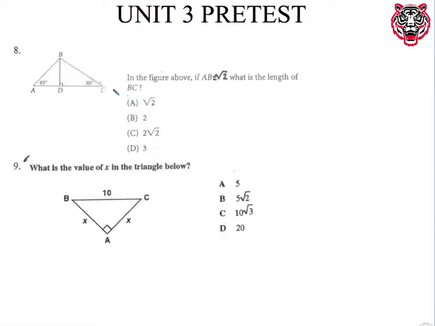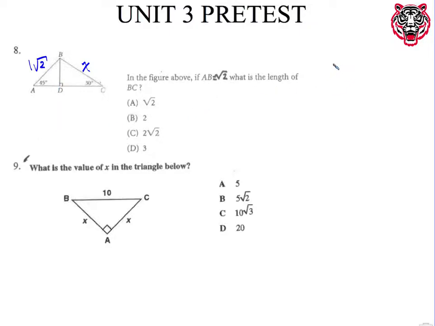Number 8. This one was probably the most missed in this page, between number 6 and 10. All right, so in the figure above, AB, so this length here is square root of 2. What is the length of BC? What is the length of that segment? All right, well, this triangle I have a 45, 45, 90. So if this was 1 square root of 2, you can multiply anything by 1. In order to get to the leg, I need to divide by square root of 2.